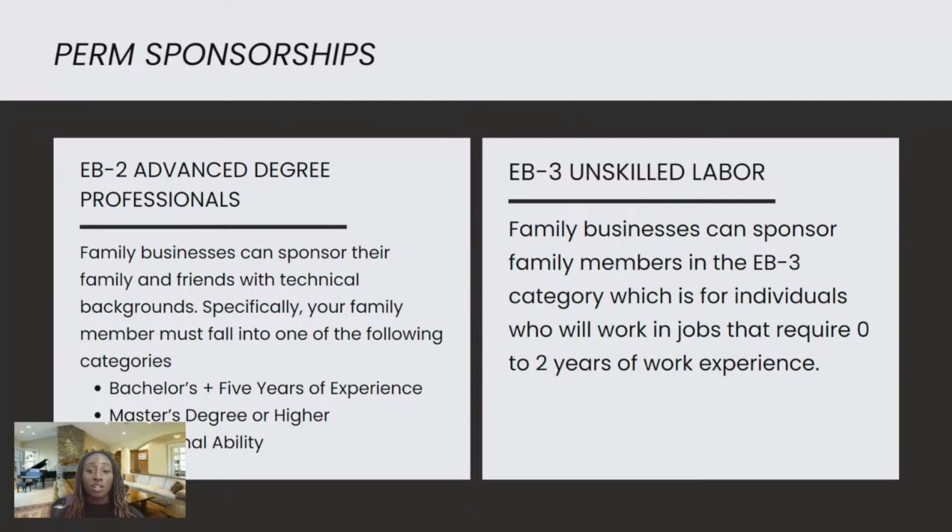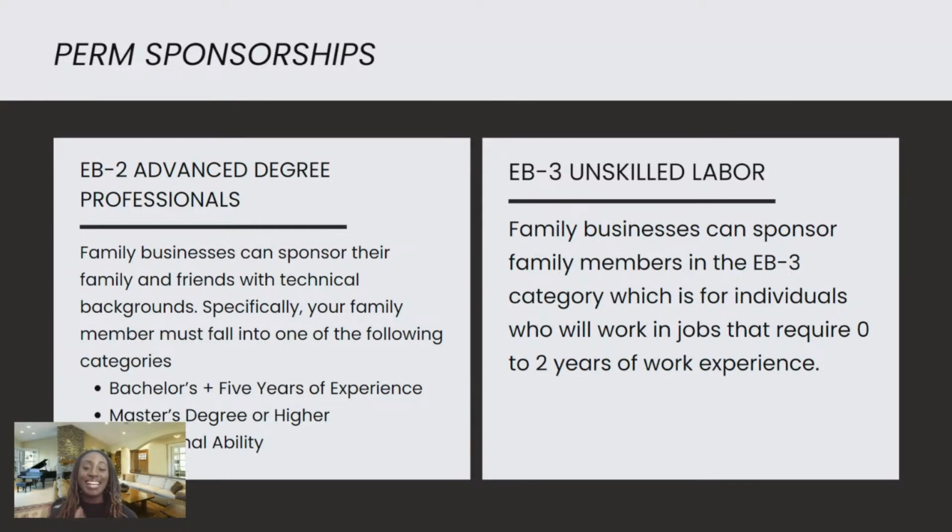Now, with the EB3 unskilled, which is the most popularly used one, that is for any work that requires 0 years of experience up to 2 years of experience to actually be able to do that work. A lot of people love this category more if they're trying to sponsor younger family members or those who want to come to the US to eventually go to school.